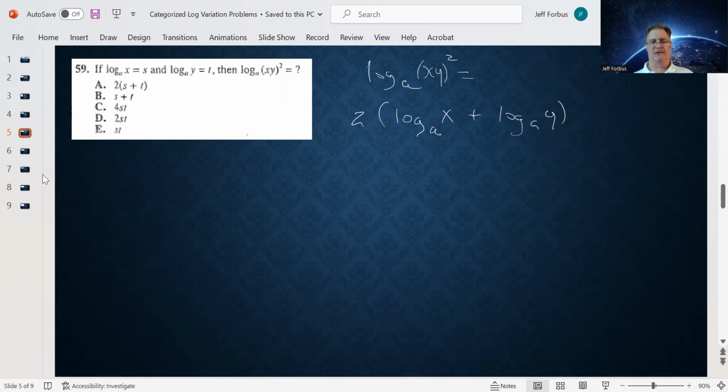Okay, now notice log base A of x is the same thing we have in the question. And they tell us in the question log base A of x is s, so we're going to substitute an s there. Log base A of y, in the question they tell us, is equal to t, so we'll put a t there. And so our answer becomes 2 times s plus t. Answer choice A. All right, let's go on to the next one.